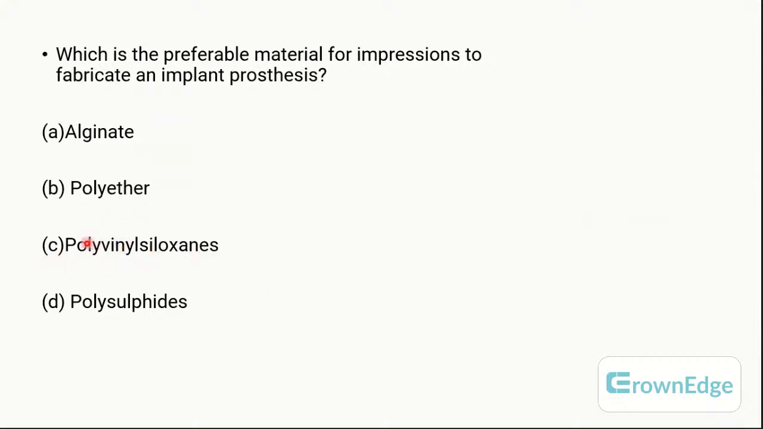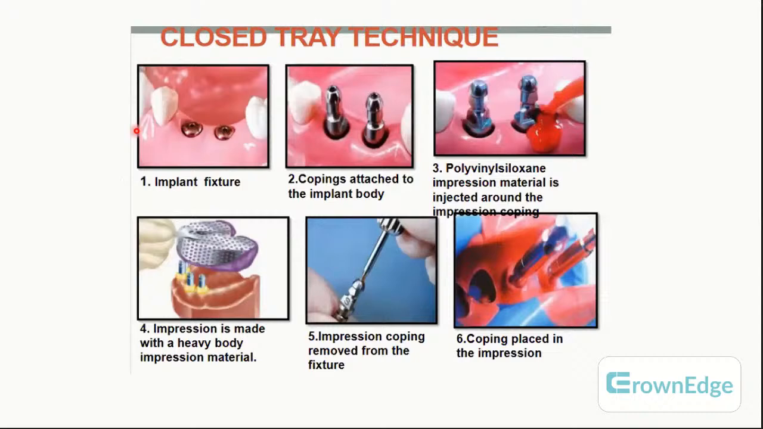If the polyvinyl siloxane option was not there, your answer would have been D, polyether. That is your second best. The third best is your polysulfide, and the fourth best is your hydrocolloids. Okay. So now you also understand what techniques of impressions there are. There are two major types, your closed tray technique and your open tray technique.